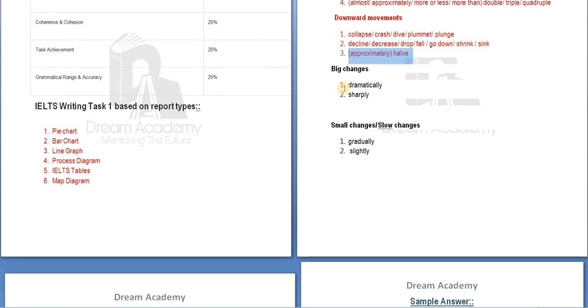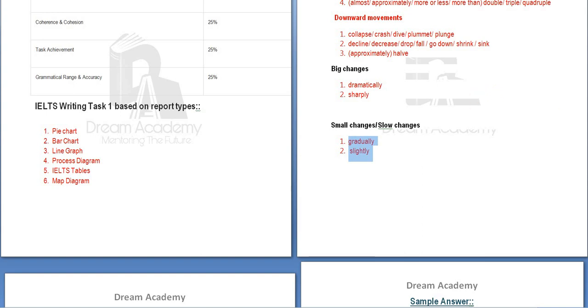Okay. For big changes, what should you write? Dramatically or sharply. So when you can see a big change in the pie chart or any kind of diagram or table, you can use dramatically or sharply. And for small changes or slow changes, you can use gradually or slightly. So all these words are very important, so you can write down in a note, so that it may be helpful in your writing. So now the main part, I think, in this video. So watch this video carefully from the beginning to the end, so you should be benefited.